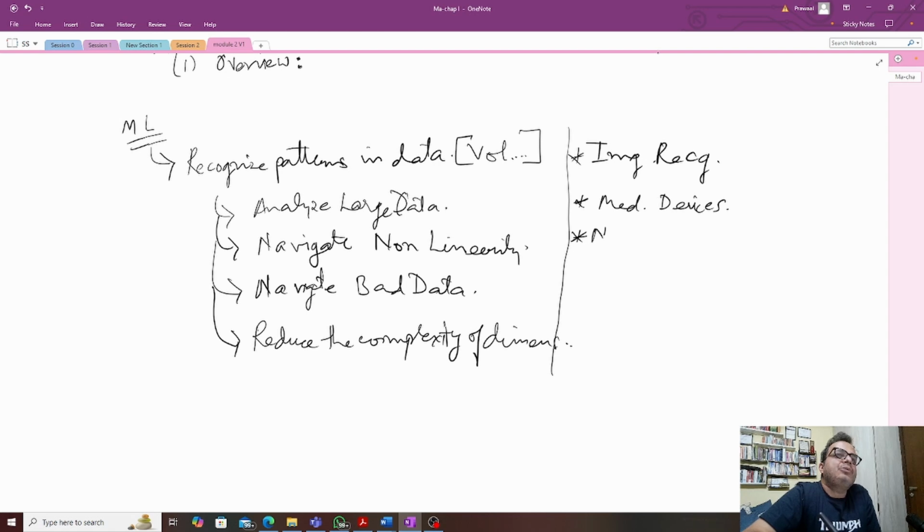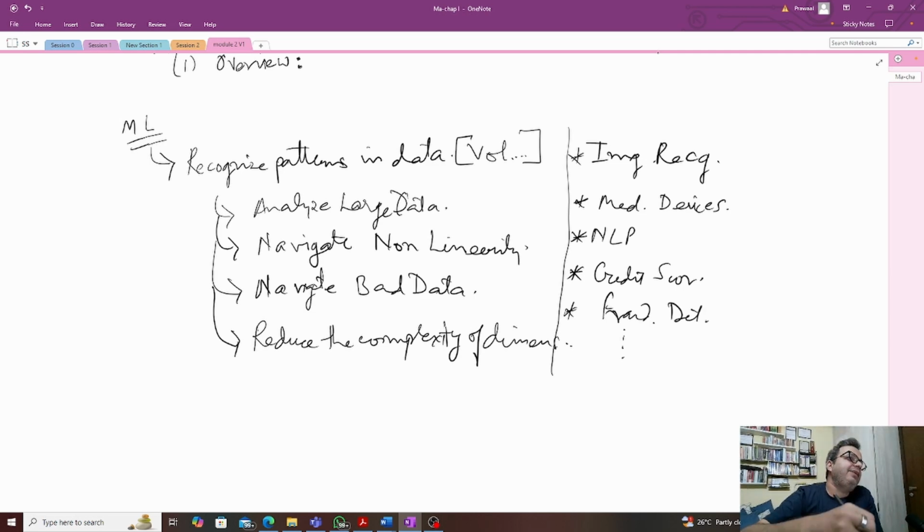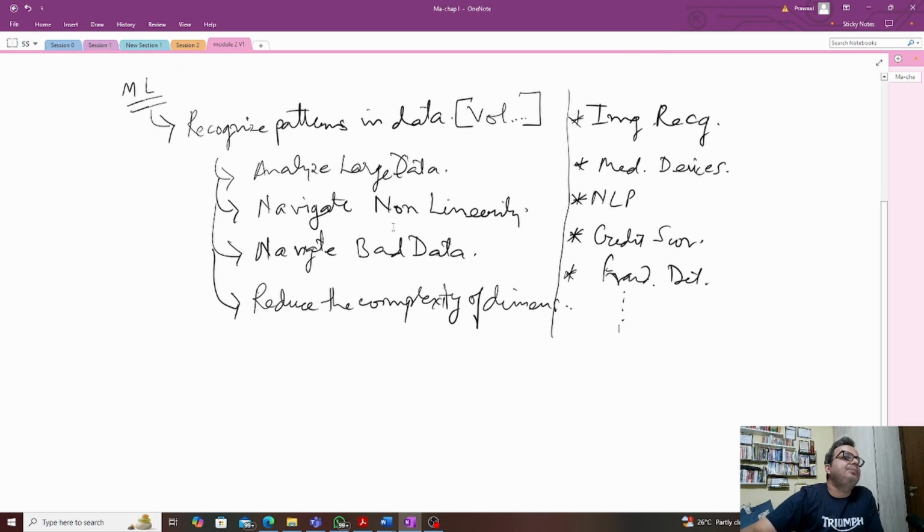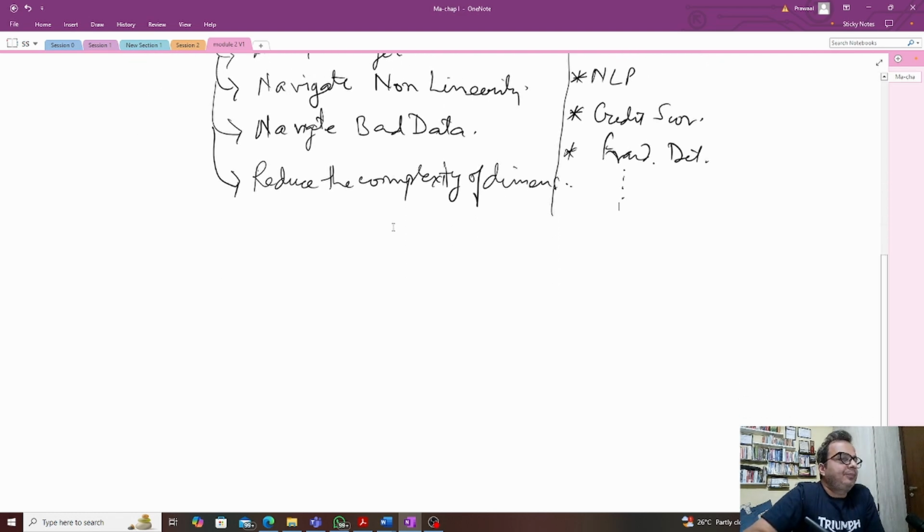There are a lot of use cases on the lines of NLP. We already use ChatGPT and other things, but text processing is another place where machine learning is used. Machine learning is very heavily used in banks and financial services, so a lot of credit scoring and a lot of fraud detection. The use cases are infinite. These are some of the examples I'm giving to show that machine learning is used everywhere.